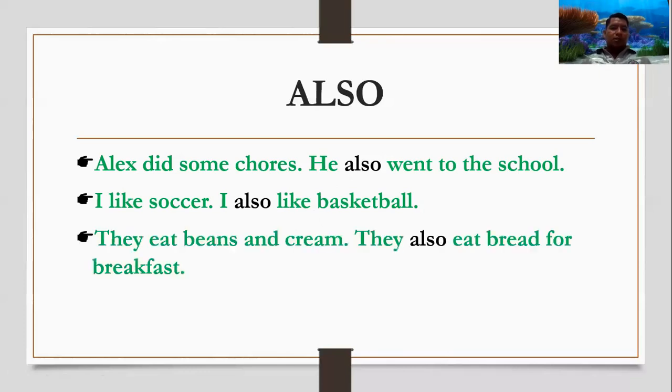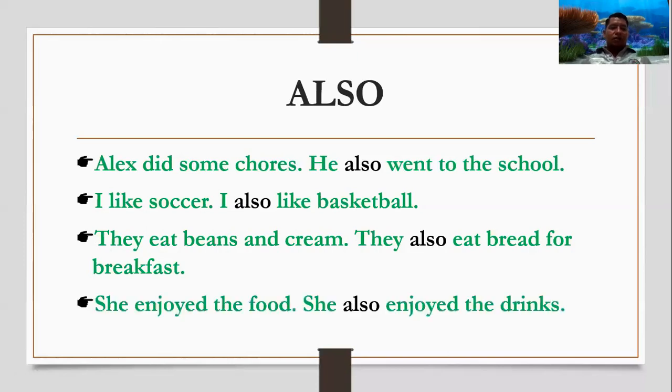Let's continue. This is example number 3. They eat beans and cream. They also eat bread for breakfast. So, eat is the main verb, and we have also before. Example number 4. She enjoyed the food. She also enjoyed the drinks. Remember, we use also before the main verb, and it can be in the middle of a sentence.